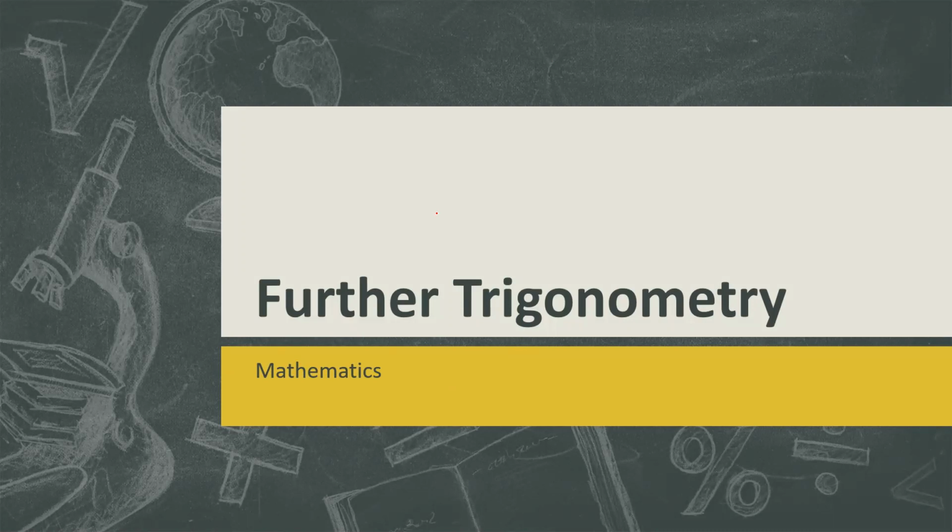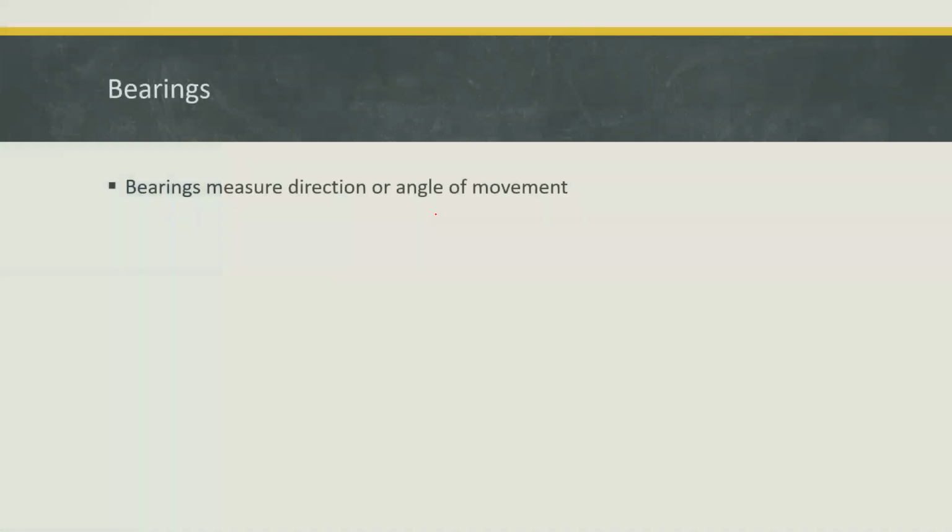Today we're going to start with the chapter of further trigonometry, and so we're going to complete the whole syllabus for trigonometry in mathematics 4024 for the GCSE O-level syllabus. First up, we have bearings.